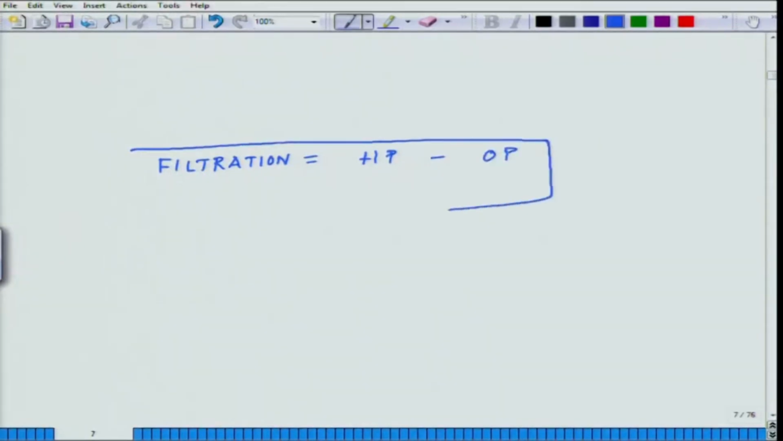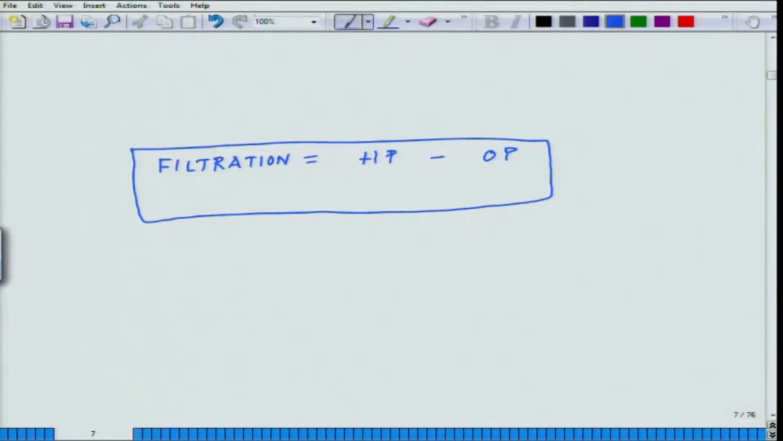So basically filtration is equal to hydrostatic pressure minus osmotic pressure. This is the broad term which describes this whole process.